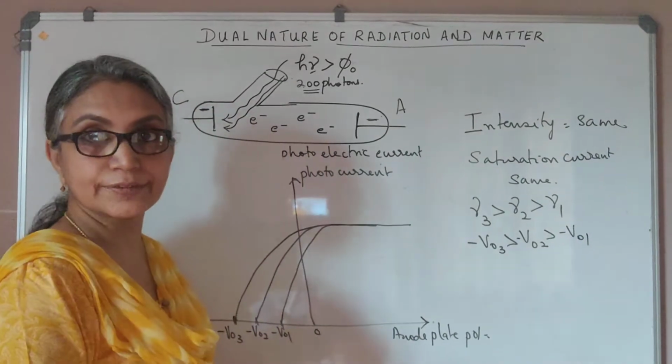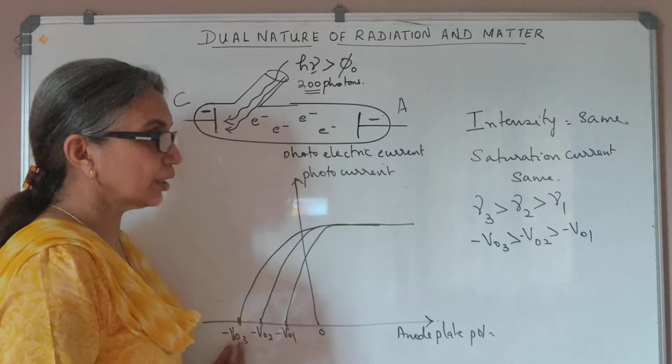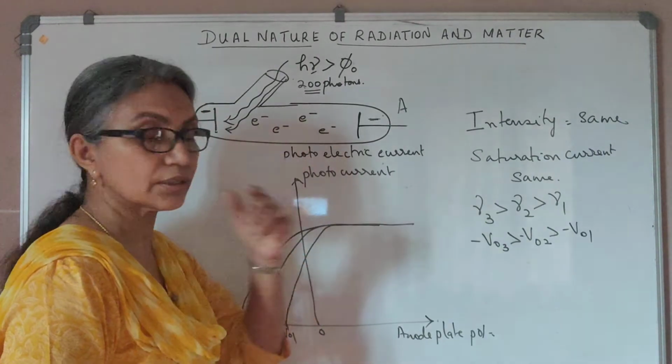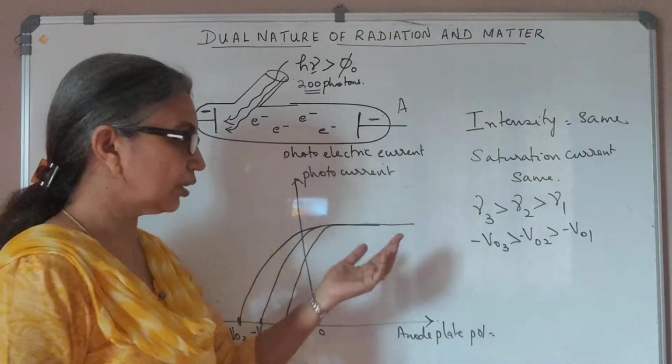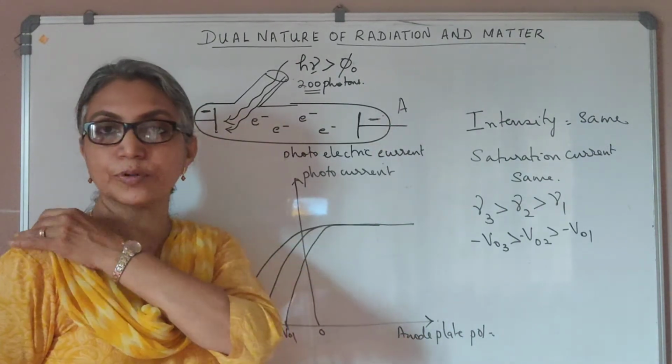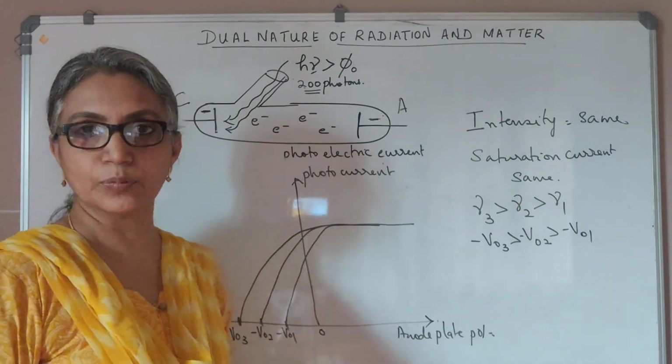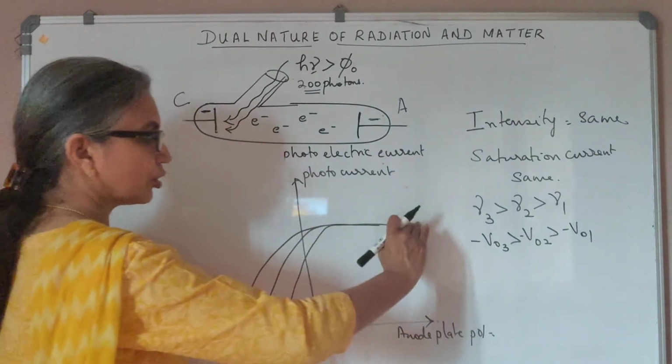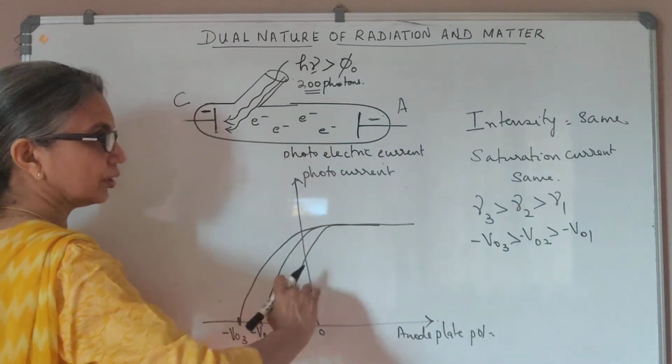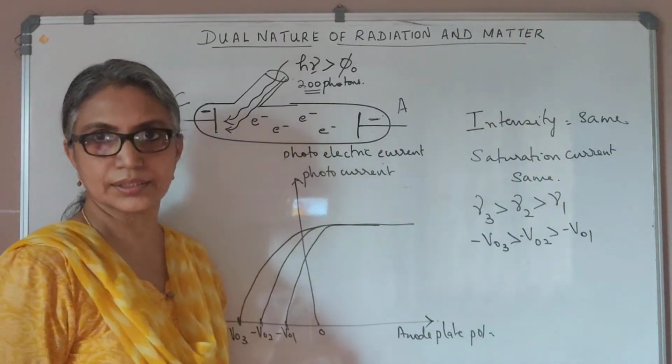Do not bother about the negative sign. You look at the magnitudes. That's why I said greater the frequency, greater the stopping potential. Look at the magnitude. The negative sign shows you that it is a negative potential that is applied to the anode plate. So you will see that the saturation current will be the same for all the three different because the intensity is the same.